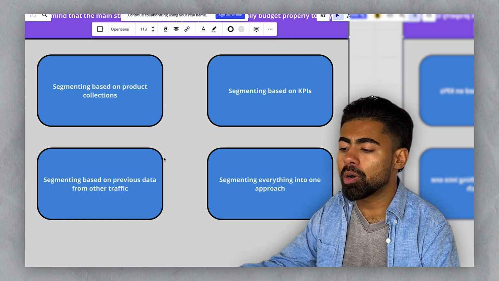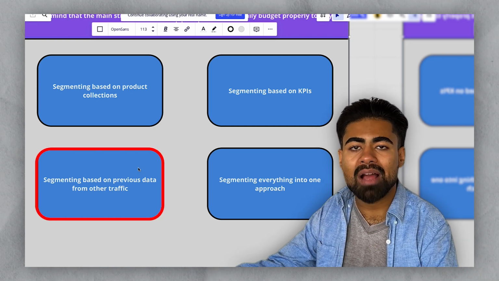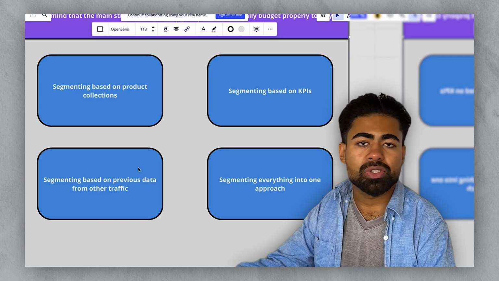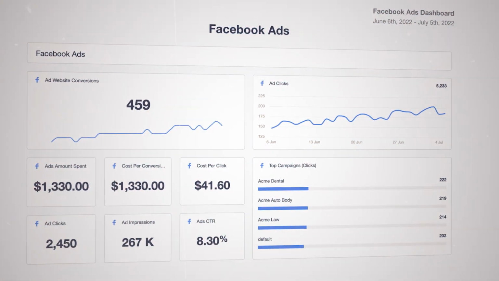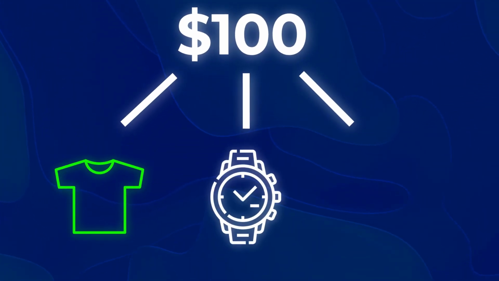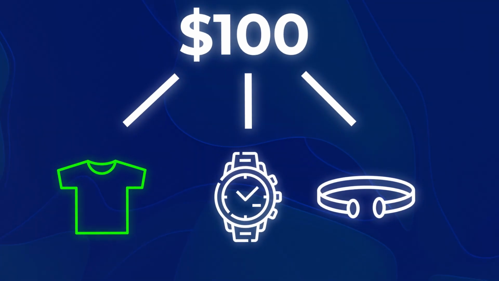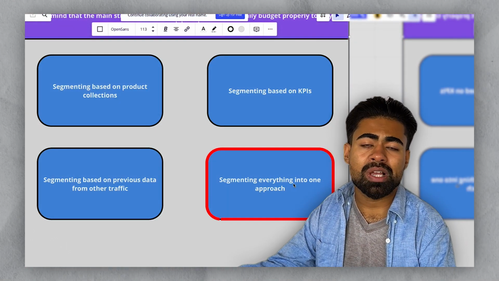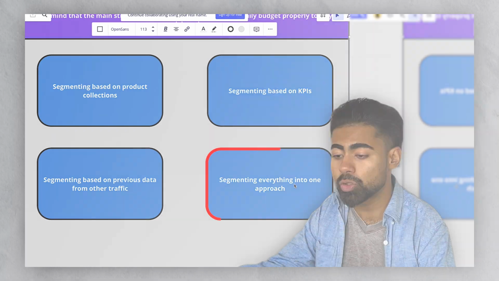It can also be approached based on the previous data you have through your other marketing channels. Let's say you have a lot of data on Facebook and you know exactly what works. In that situation, you can give a little more importance to those products while still testing the others, which have not really shown demand yet. Finally, you can segment everything into something I like to call the all-in-one approach, which essentially means you have one major Performance Max campaign or one major standard shopping campaign, and you're pushing all of your budget towards these products. It's very simple. You don't want to overcomplicate this.